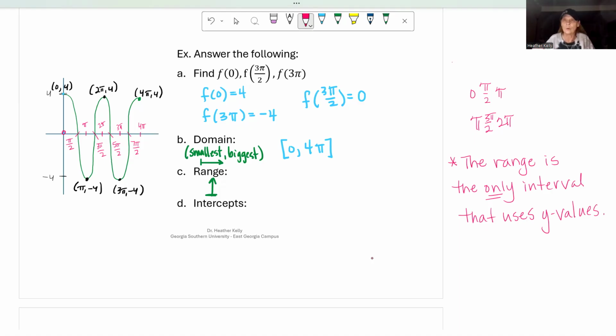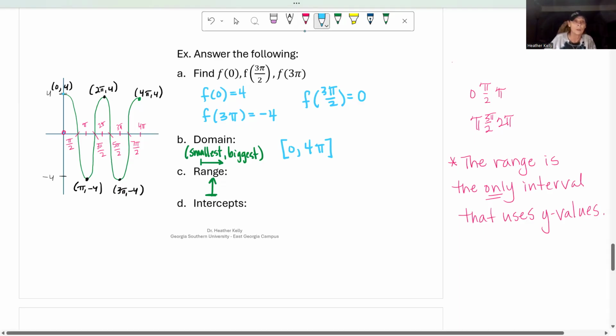Spoiler alert, we're going to do other kinds of intervals. People often get confused and want to use y values. The only one you can use y values for is the range. Okay, so let's take a look.